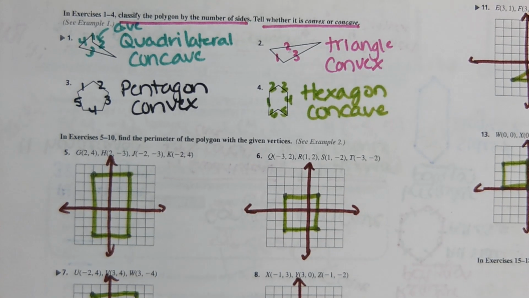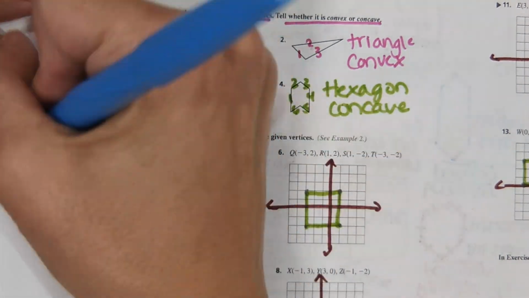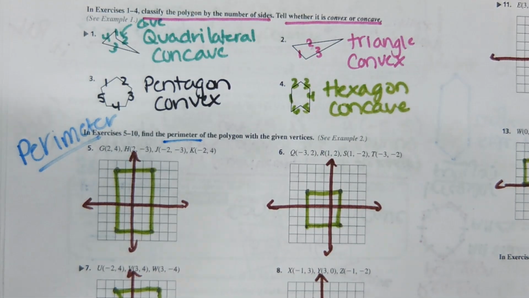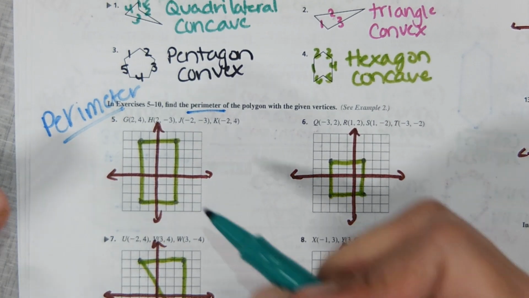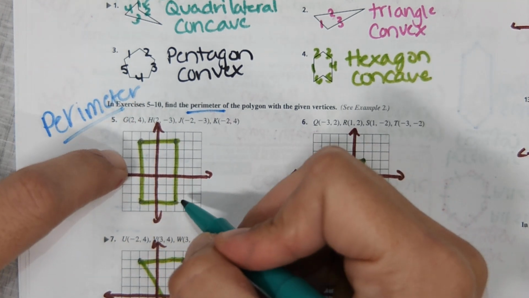Okay, so for the next problems, it says find the perimeter. So for these specific problems, we're going to be finding just perimeter. And then for the other 4 on the other page, we're doing area. So we're going to switch skills, but starting with perimeter, which is the distance around the shape. So what we need to do is find the length of each of these sides.